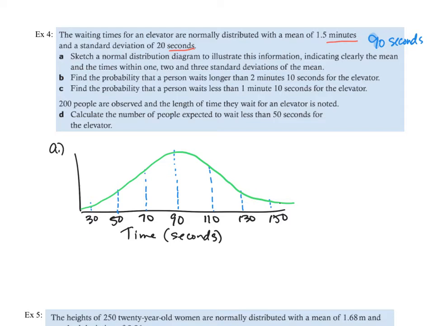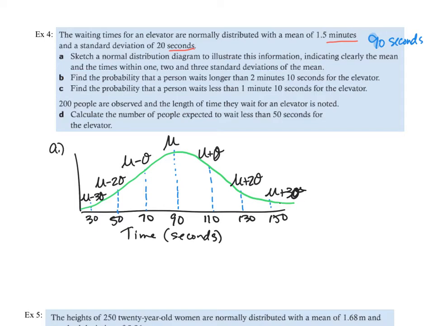So let's go ahead and indicate that 90 seconds was our mean. 110 seconds would be our mean plus one standard deviation. 130 would be the mean plus two standard deviations, and then 150 is the mean plus three standard deviations. And then going in the other direction, 70 would be the mean minus one standard deviation, 50 is the mean minus two standard deviations, and 30 is the mean minus three standard deviations.